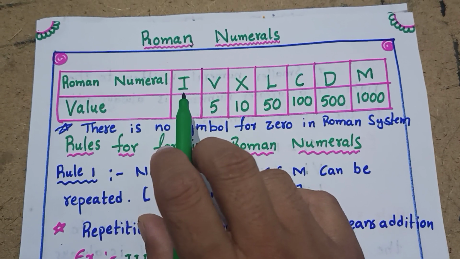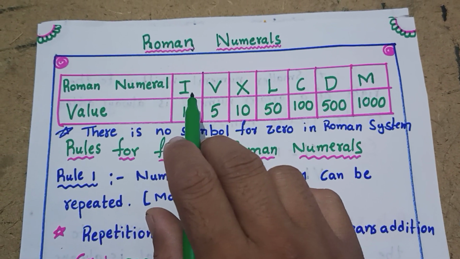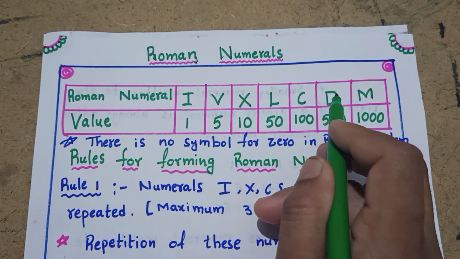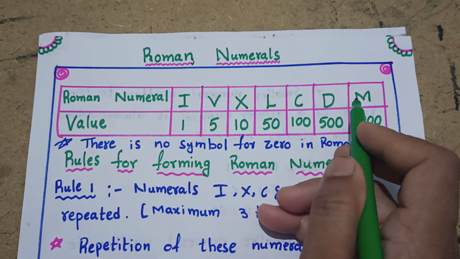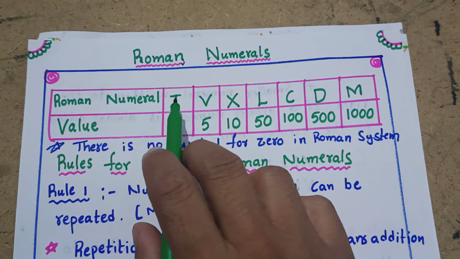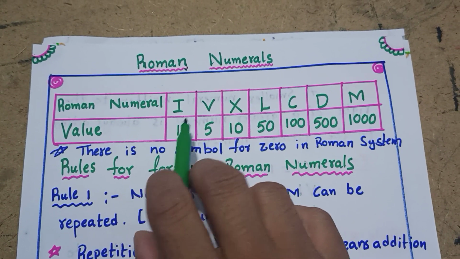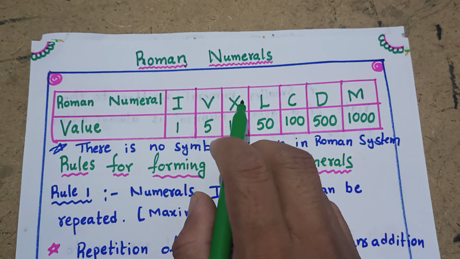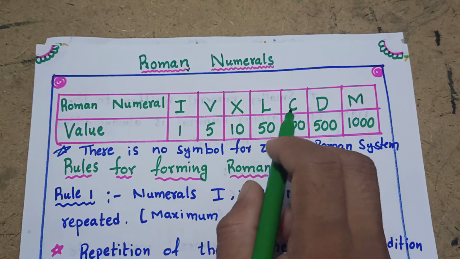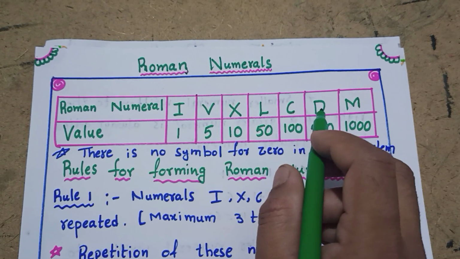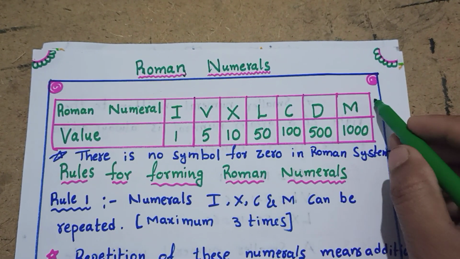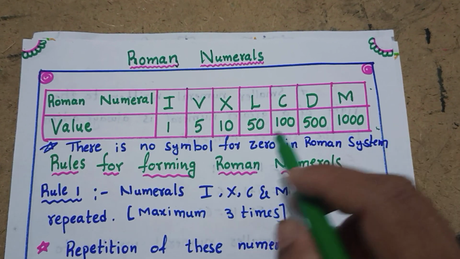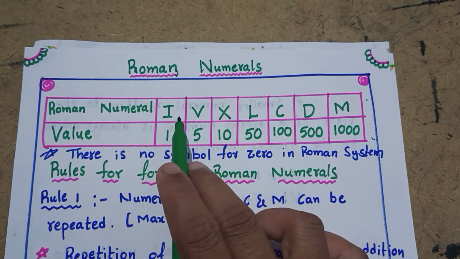There are 7 basic numerals. Those are I, V, X, L, C, D, M. The value of these Roman numerals in the Hindu-Arabic system: the value of I is 1, V is 5, X is 10, L is 50, C is 100, D is 500, and M is 1000.